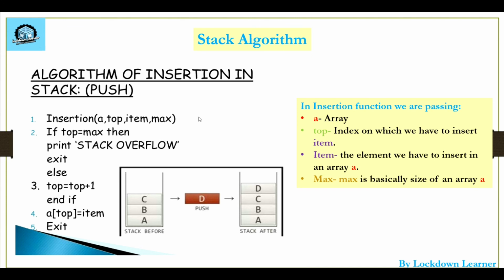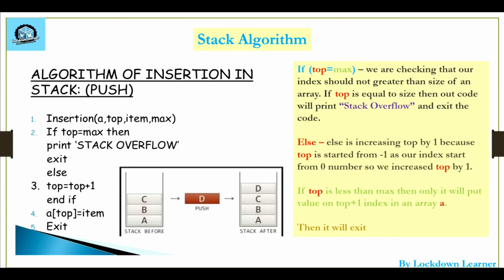Now let us discuss it briefly. Now you already know what max is; refer to this diagram, it will help you understand how we are inserting. On the right hand side, what I have written: if top equals max, we are checking that our index should not be greater than the size of the array. I told you earlier also, if top equals size, then it will print stack overflow and exit the code.